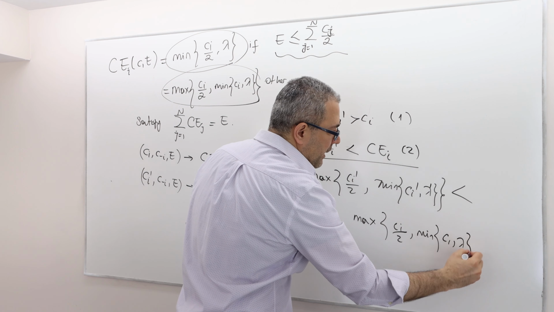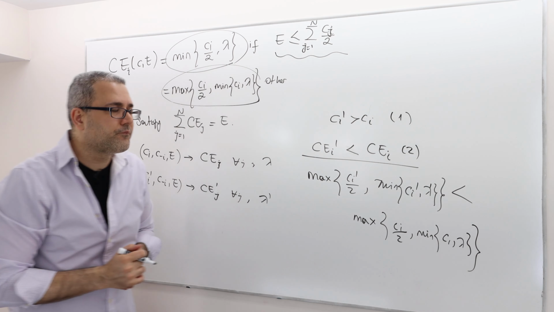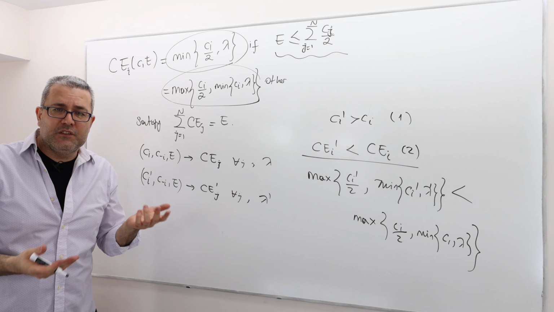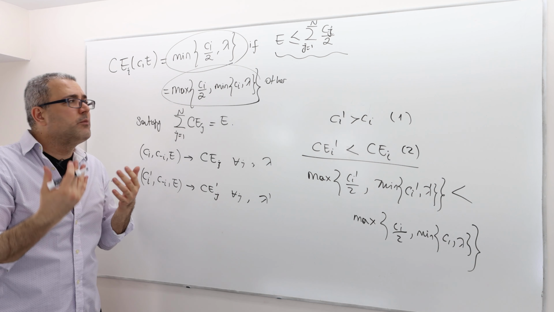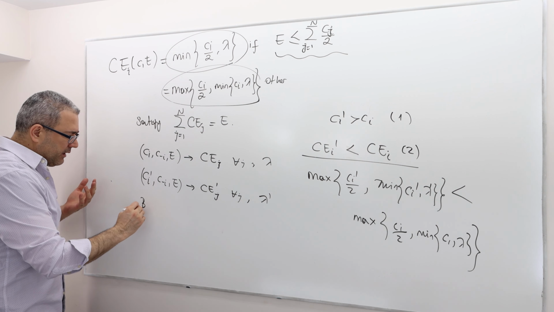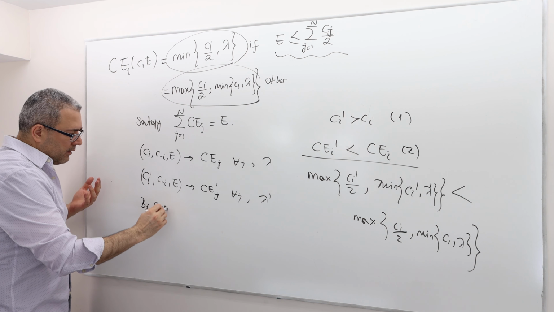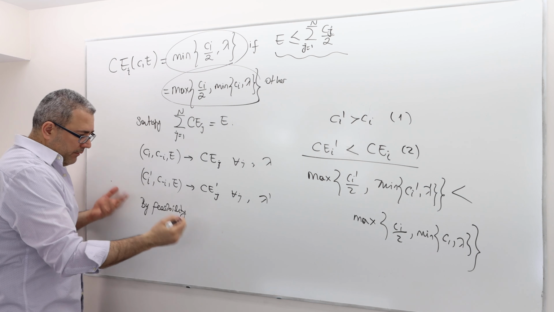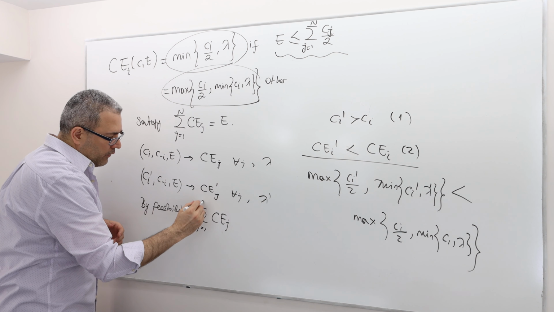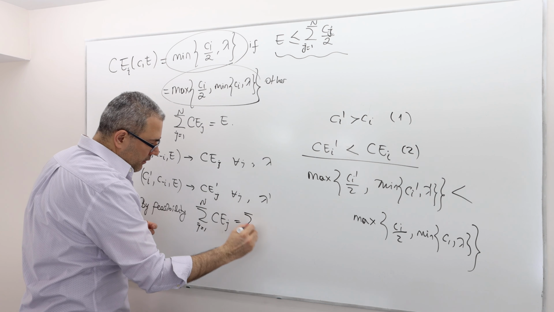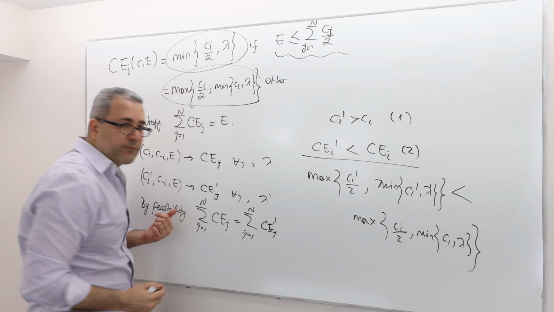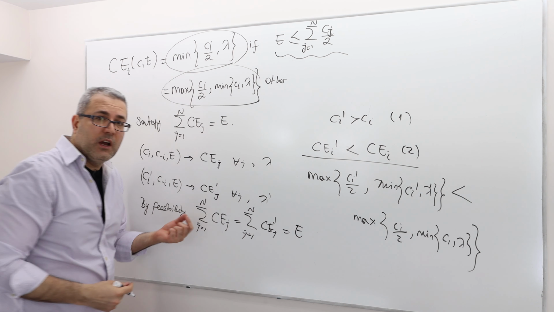Oh, lambda prime. Don't forget lambda prime. I'm sorry. Okay? Well, with exactly the same reasoning, again, the logic will be similar. What I need to do is the following. Remember, by feasibility, we have to have the sum of CEJ, j from 1 to n, equal to the sum of CEJ prime, j from 1 to n, which is equal to E, right?